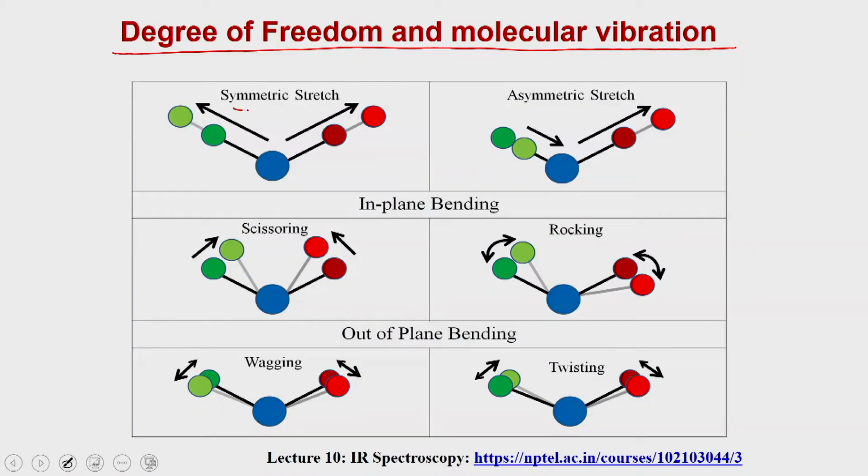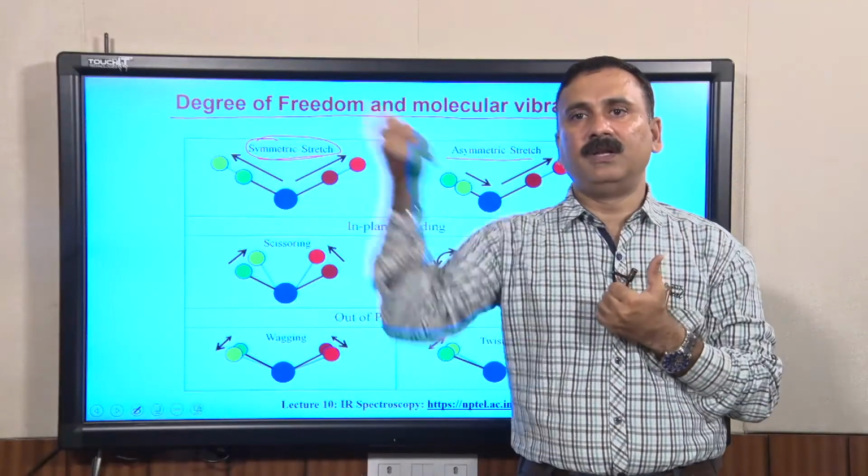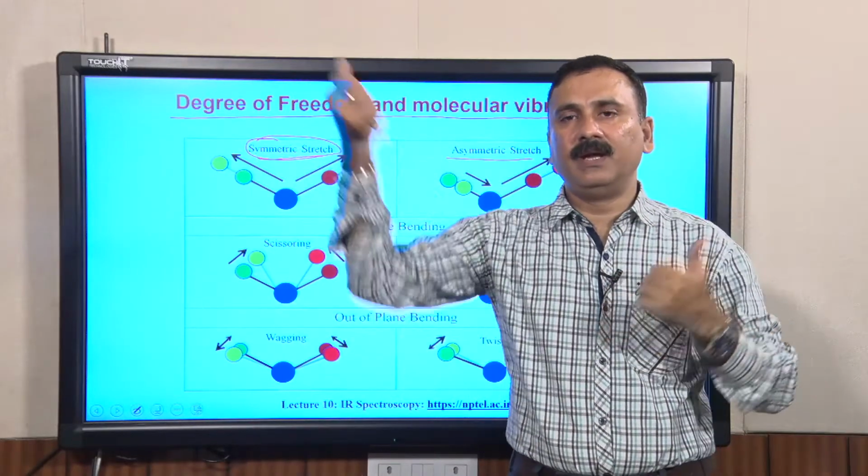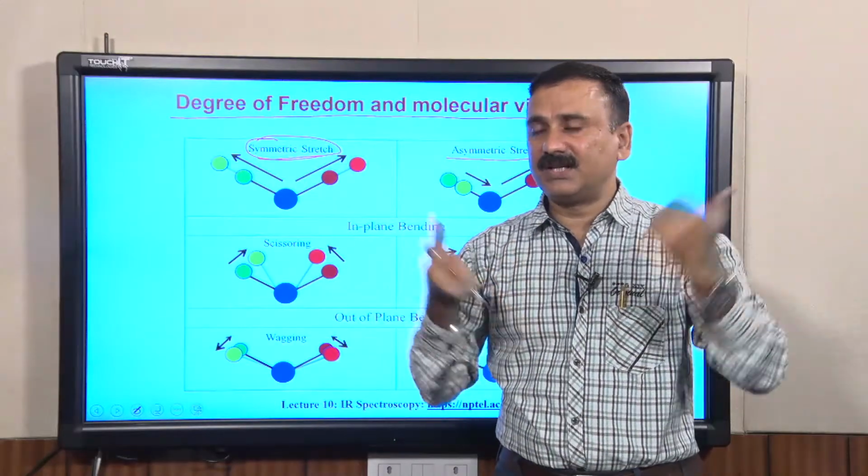So you can have stretching, which can be symmetrical, which means the 2 atoms move from the central atom at the same rate, like this. If it is asymmetrical stretching, one will be approaching while the other one is going. So that will be asymmetrical stretching.